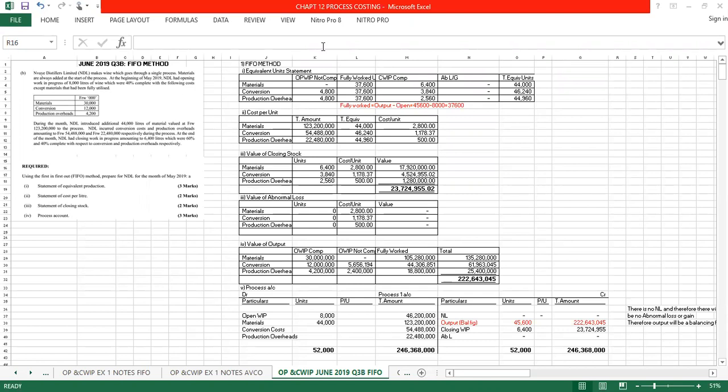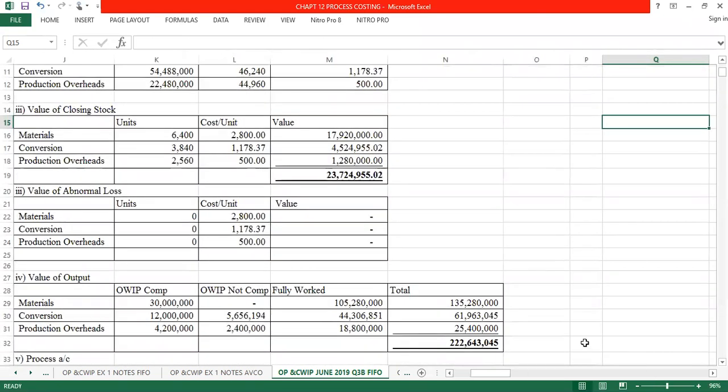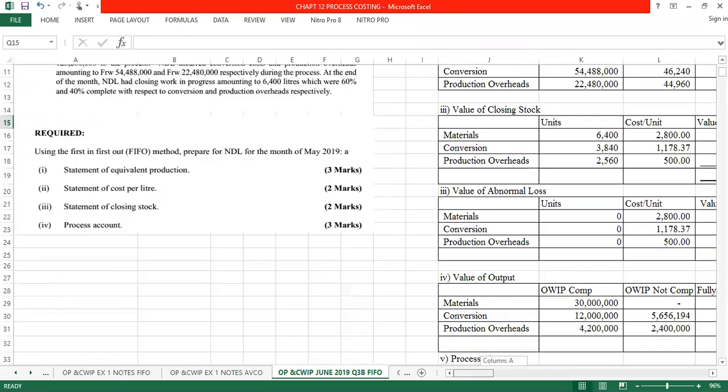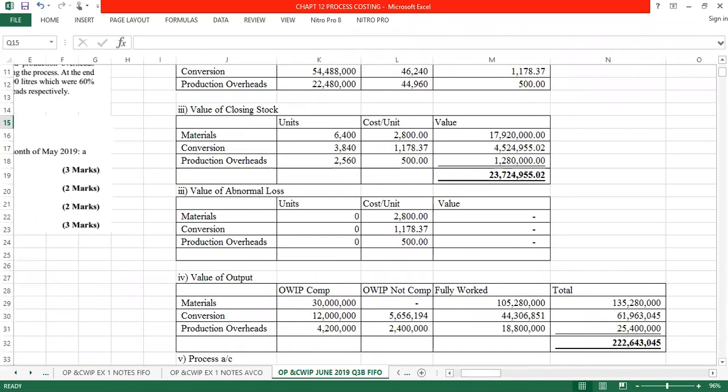You have stretched. So let's go back. So that is the FIFO method. If you have been asked to use FIFO, that is what you are to do, and that is how the question is to be tackled. So let's go back to our slides for 5 minutes and then we come and do AVCO, and then we have a break and then we come and advance and finish on process costing.